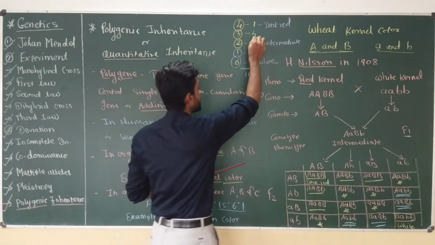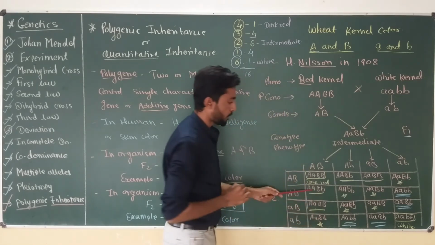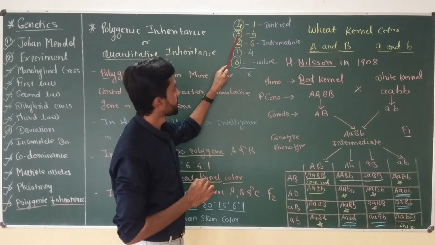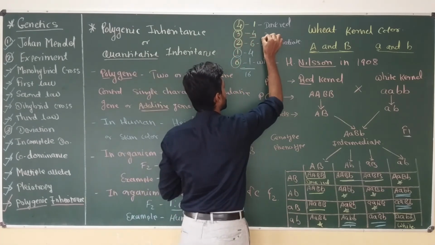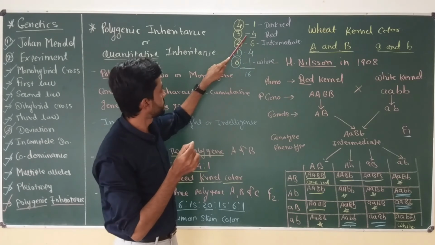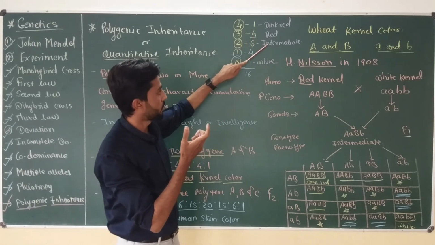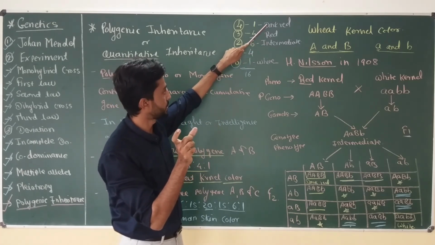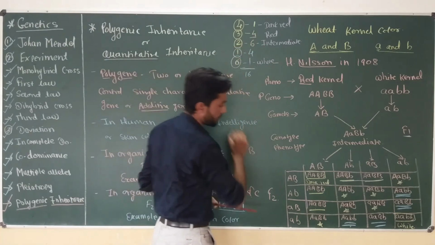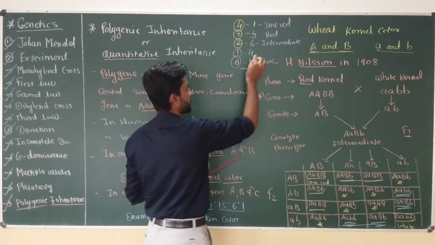Now these 4, sorry, these 4 are with 3 dominant genes, and their color will be red. The kernel color in these 4 organisms shows intermediate. That means they are not completely dark red, and they also do not show the intermediate color. The color is somewhere in between these 2 phenotypes. Now if the organism has 1 dominant gene like these 4, in that case they are going to produce light red color.